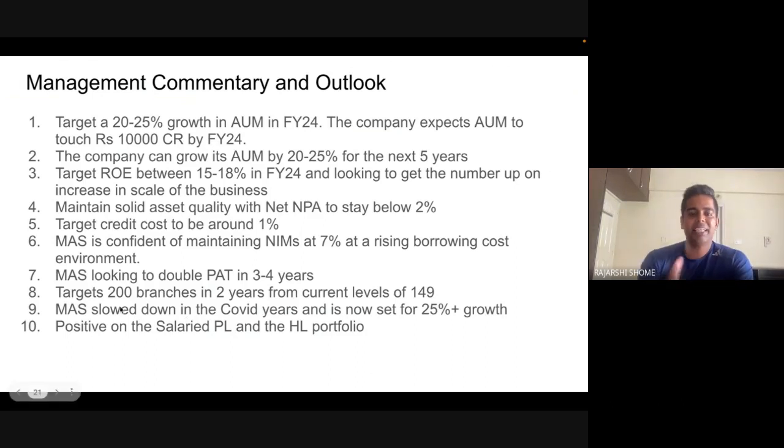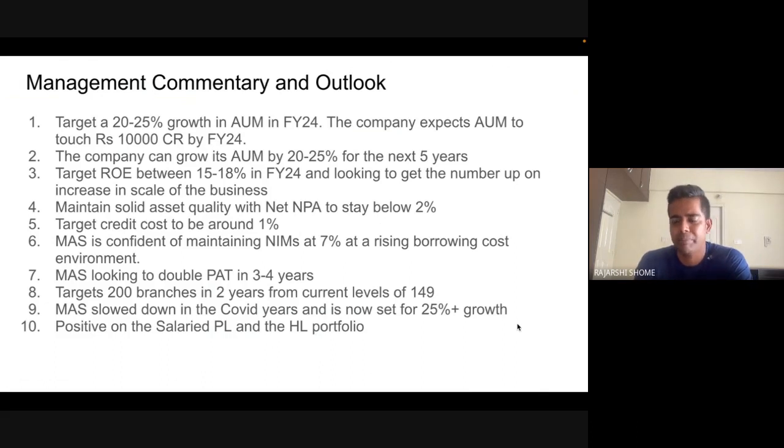Okay, so now again, they are targeting 200 branches in 2 years from the current levels of 150. So 150 to 200 branches in 2 years is a 16-17% increase in the number of branches. Because if your branches are growing at 16, 17, 18%, then I can believe you saying that, okay, fine, I can grow at 20-25%. But if your branches are growing at 2, 3, 4%, I won't believe you when you say I want to grow at 30%. I mean, digitization hasn't happened so much in villages that you can do everything online. It's a touch and feel model and you need to have branches as well. So MAS slowed down in the COVID years and is now set for 25% growth.